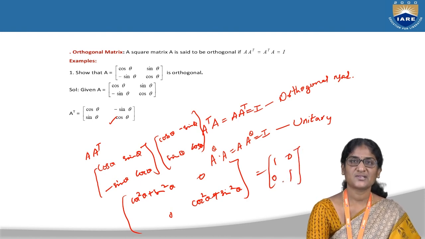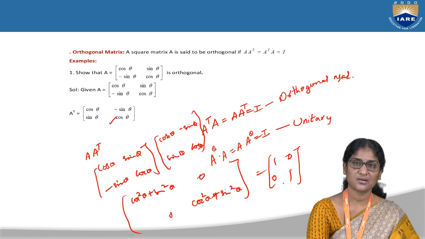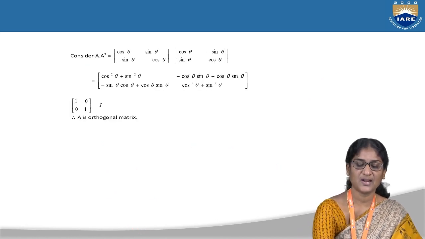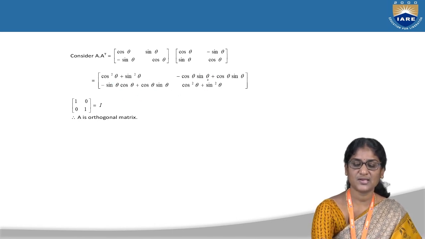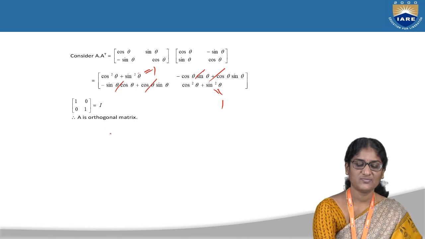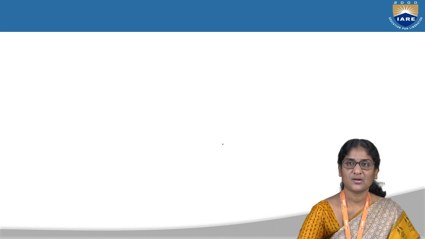So A into A transpose is equal to A transpose into A is equal to I. Then you call such a matrix an orthogonal matrix. Here I have multiplied and shown you cos square theta plus sine square theta, and the cross terms, sine theta cos theta, get cancelled, and this is equal to 1, and even this is equal to 1, and so you get 1 0 0 1, which is nothing but the 2 into 2 identity matrix. So that's about the orthogonal matrices.